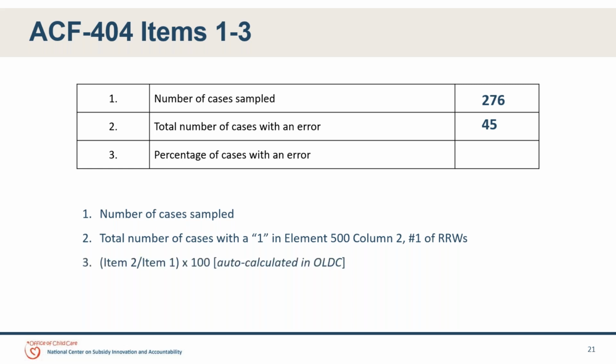And then item 3 is asking for the percentage of cases that had an error. You can see here at the bottom of the screen, I have the formula to determine this. It's just what you entered for item 2 divided by item 1. But you don't actually have to do the math since this item is auto-calculated in the OLDC. So in our example state, the percentage of cases with an error is 16.3%. And I'm going to quickly show you what this will look like in the OLDC so you can see how the auto-calculating works.